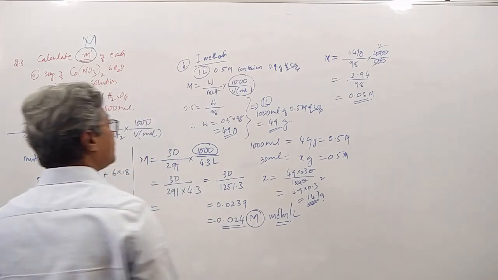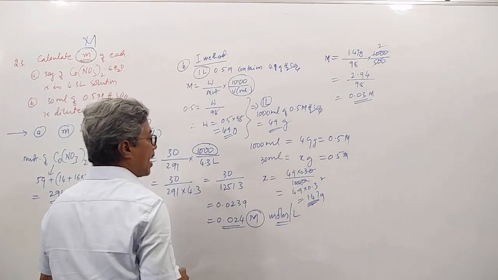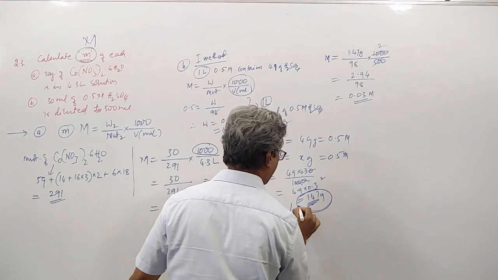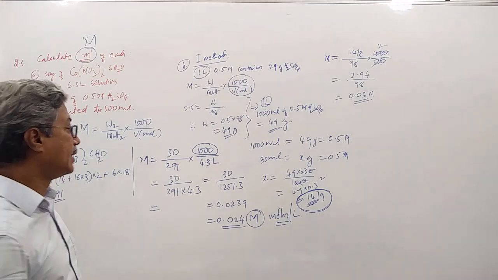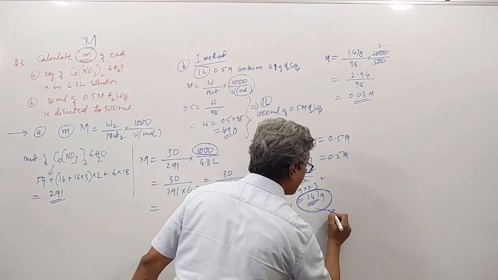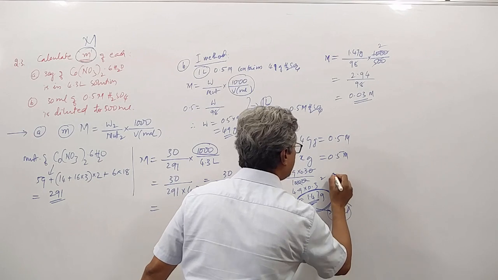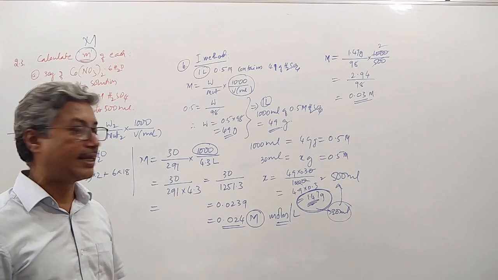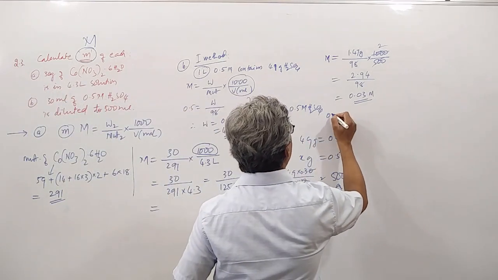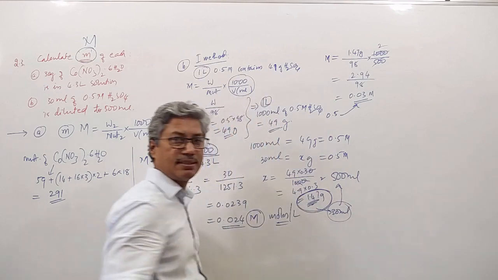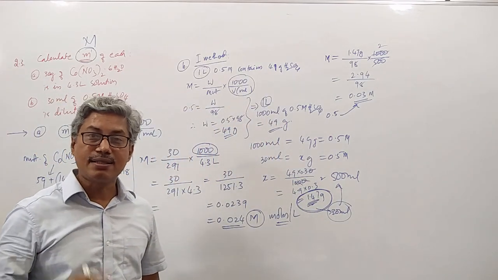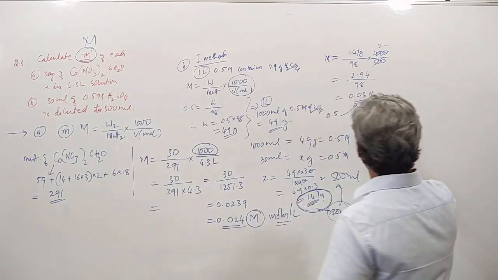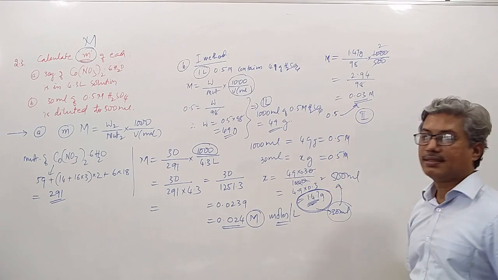Okay, what we have done here in the first method, we have found out the weight of sulfuric acid present in 30 ml. Then it is diluted to 500 ml. So then molarity is 0.03. What is happening? Molarity is changing from 0.5 to 0.03. That means upon dilution, molarity will decrease. Clear students? Okay, now we will go for the second method, which is very much easy. Second method.